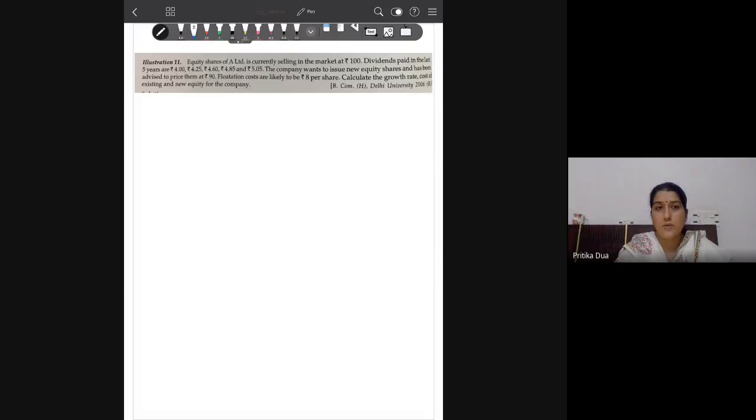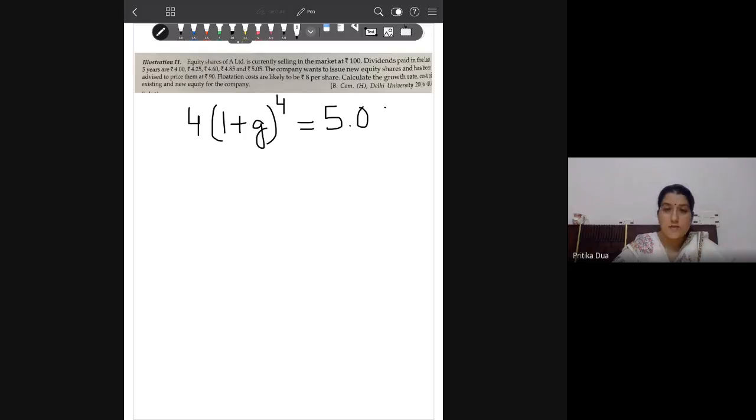Mudassir, we will not use present value, beta, we will use future value. How will you check? Say we are starting with 4 rupees of dividend, and the growth rate we do not know. This is what we are calculating. After 4 years, this amount is growing to 5.05. So you will try and locate the value in the future value interest factor table. Okay, so please go ahead and solve this.